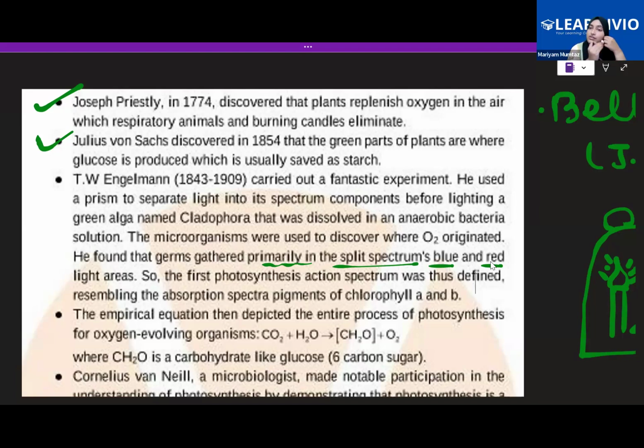Earlier people used to think it was the green, because whenever we think about plants, we think of green. Your voice is really low. Is it okay now?